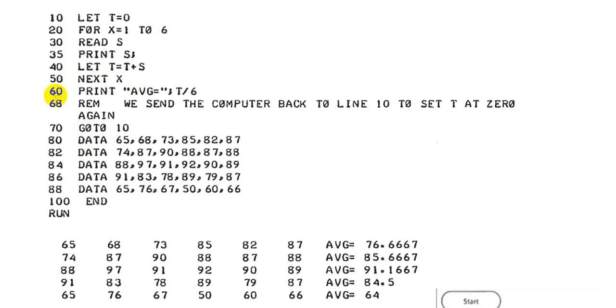50: Next X. 60: Print average equals, comma, T divided by 6, as you can see right here. 68: REM, we send the computer back to line 10, as you can see right here, to set T to 0, or to the amount indicated before you. 70: Go to 10 and execute the same procedure all over again, the same activity task that you are assigned to do.